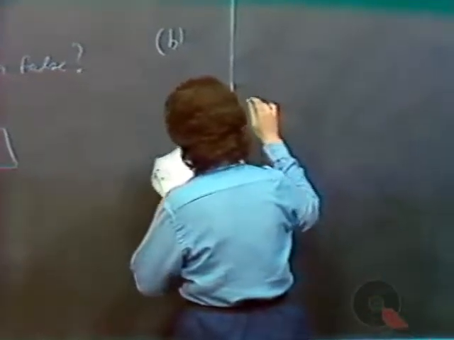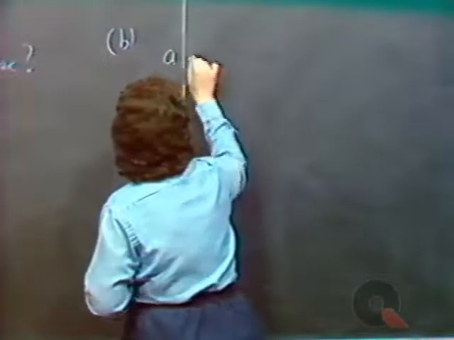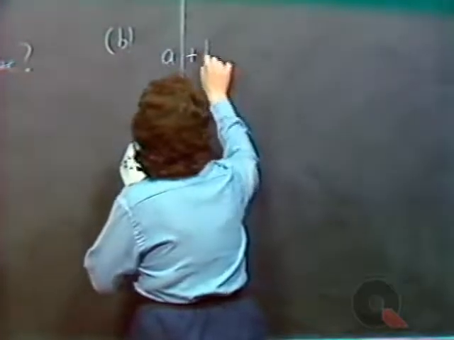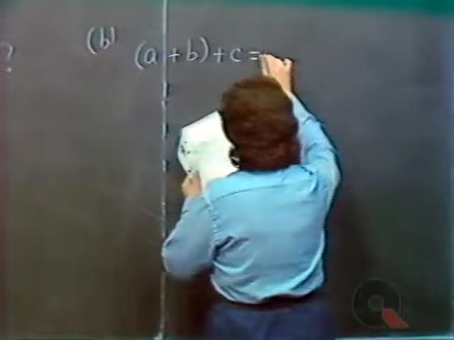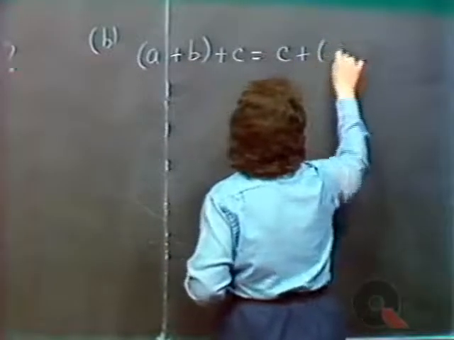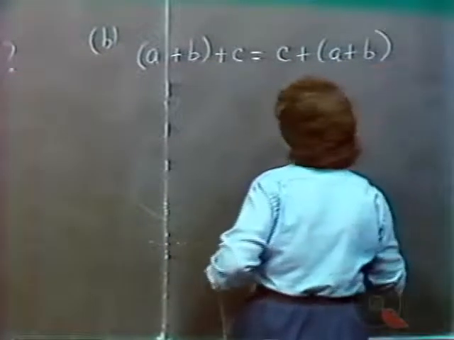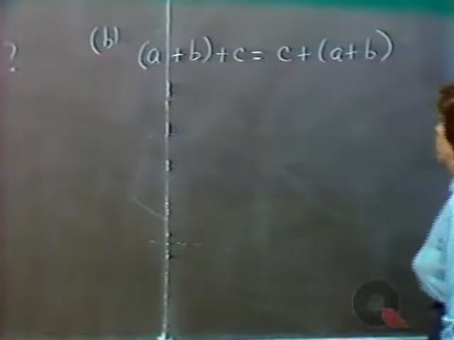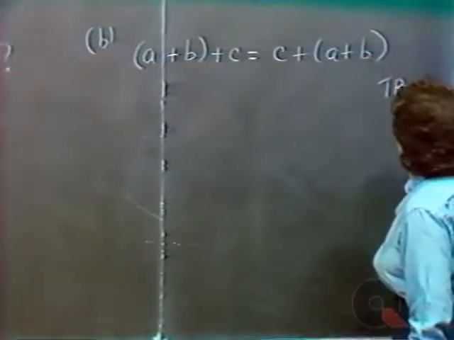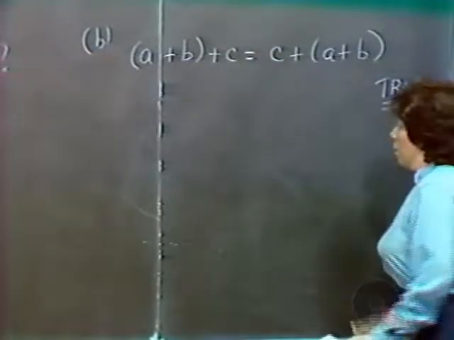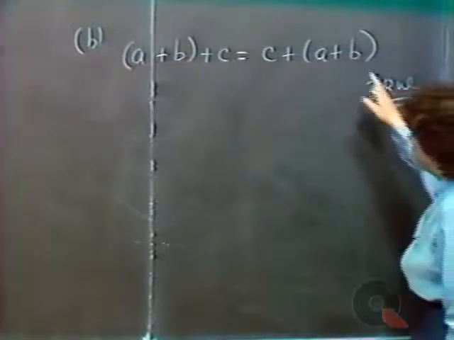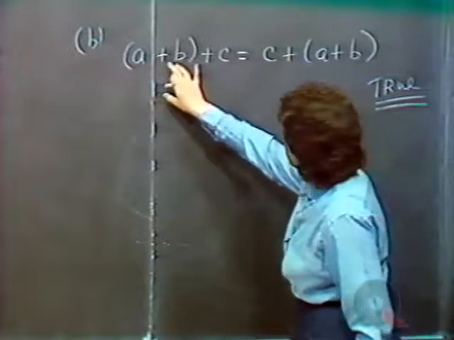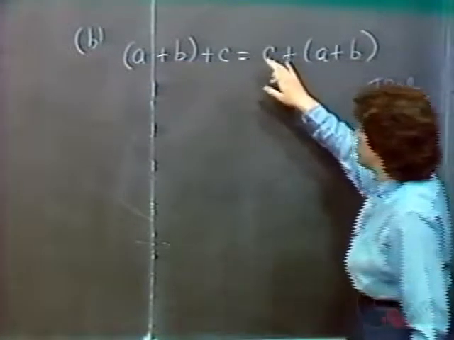The statement is A plus B, in parentheses, plus C is equal to C plus A plus B. We want to know if this is true or false. Well, this is true because of the commutative property of addition. Addition is commutative. A plus B, and we add C to it, is the same as C and add A plus B to it.